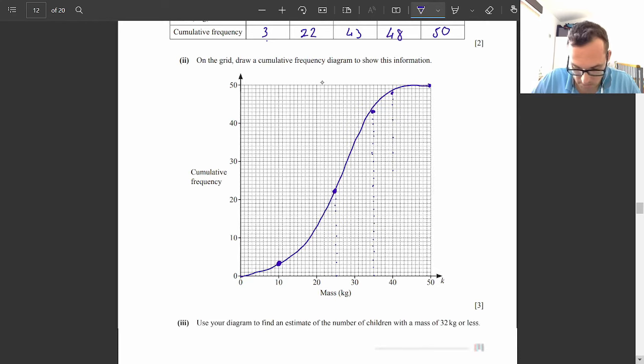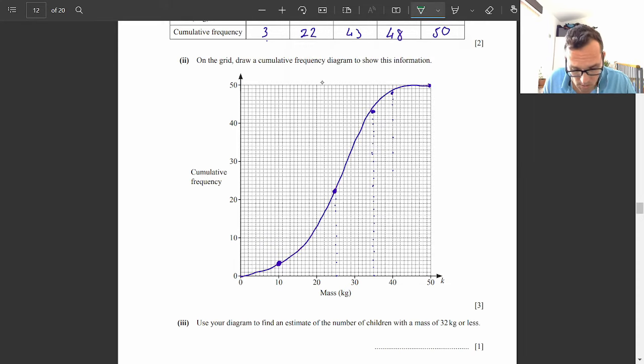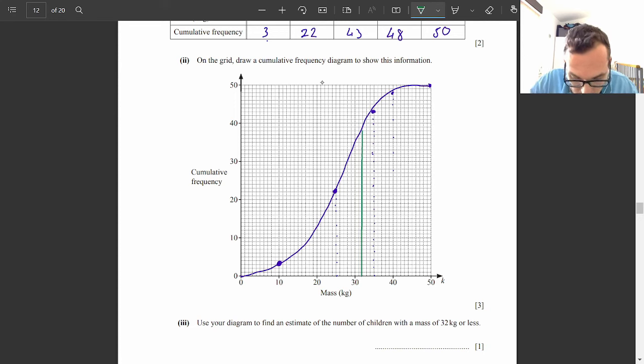Beautiful, looks good. Then it says use your diagram to find an estimate of the number of children with a mass of 32 kilograms or less. Okay, now use your ruler here. Go to 32 kilograms, which is over there. Show the examiner that you are using your graph. Be very accurate. So you draw this line going up until you meet the graph. Okay, all the way. There we go. And then where we meet our graph, we go across.